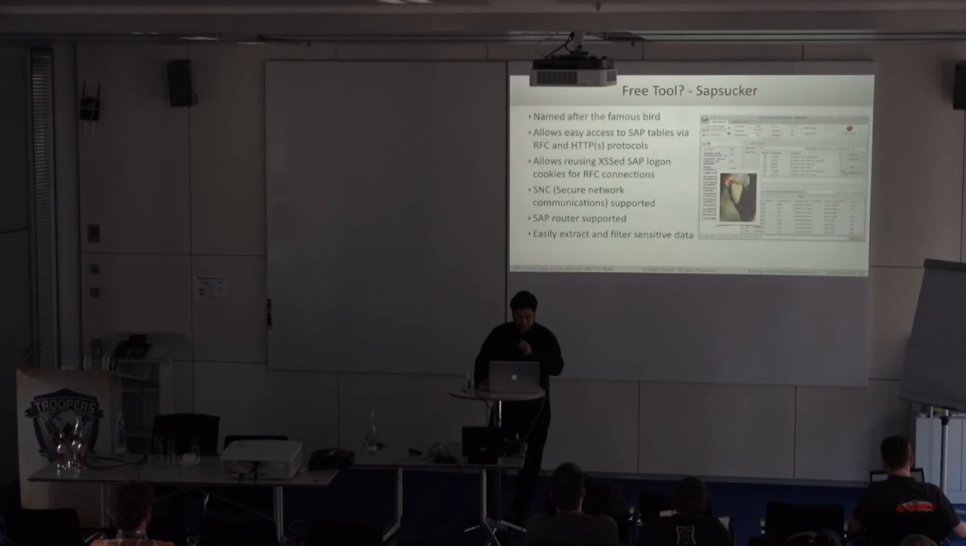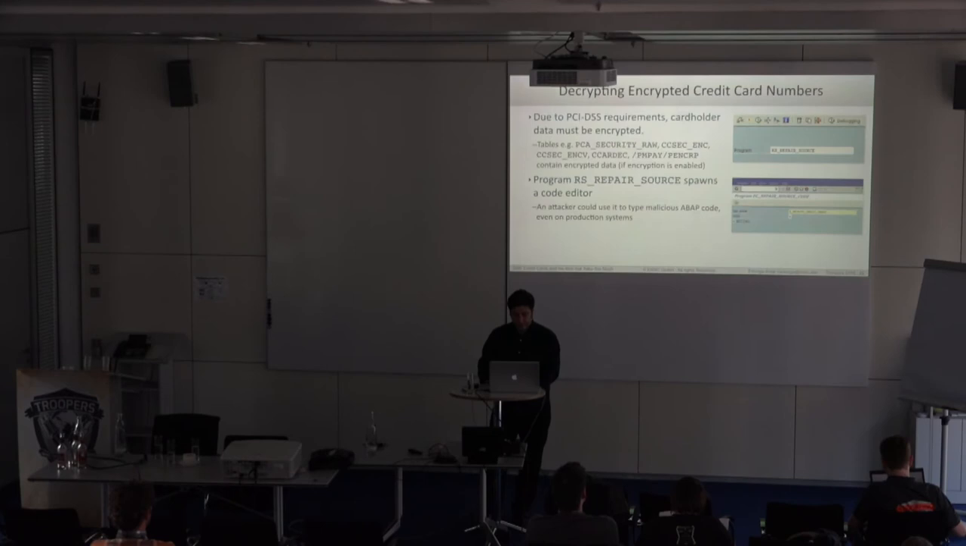And of course, we already have a lot of templates there for quickly accessing and filtering data. These are usually a lot of fun when we do PCI DSS type of assessments on SAP systems. So, what about the encrypted credit card numbers on the system? PCI DSS clearly says cardholder data must be encrypted. And there are tables like CCSEC, ENC, or PCI security row where this encrypted cardholder data is stored.